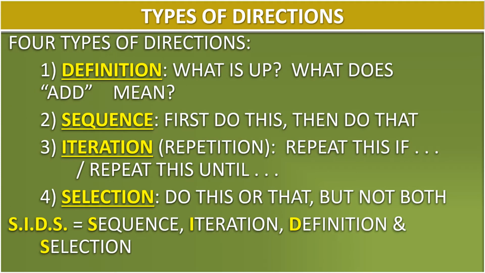So the main part here is we're going to talk about types of direction. There are 4 types of direction. The first one is definition. And some things that are obvious to us or that we take for granted are not obvious to a computer. Like, for example, what part is up? You can't just say go up.